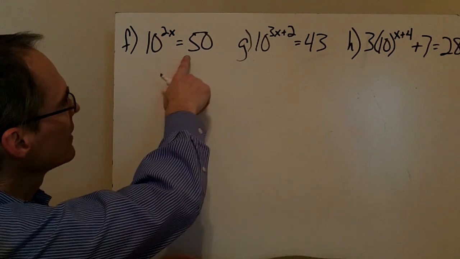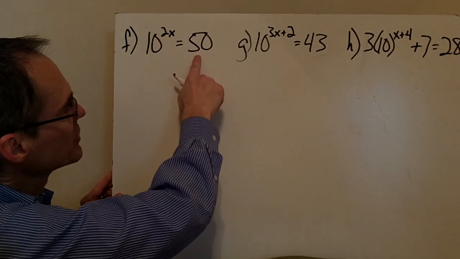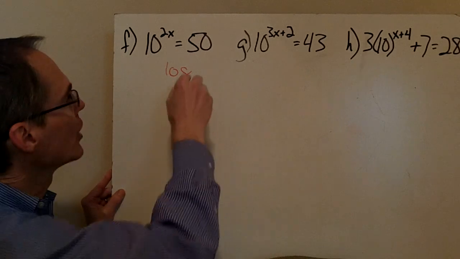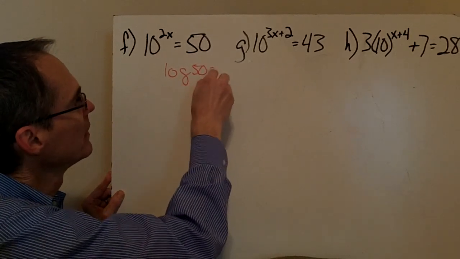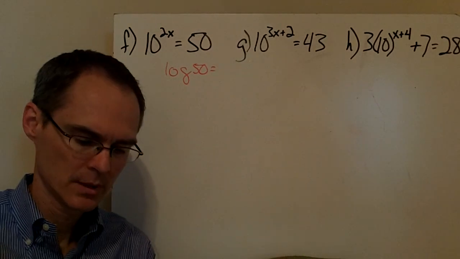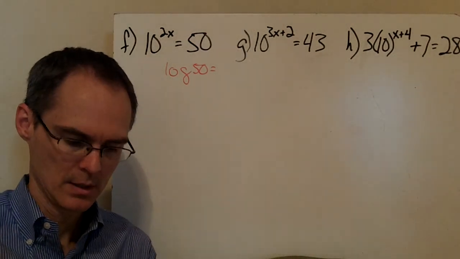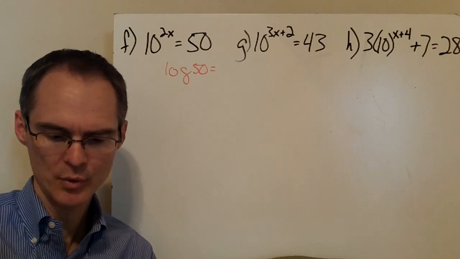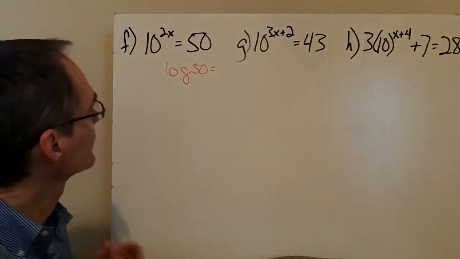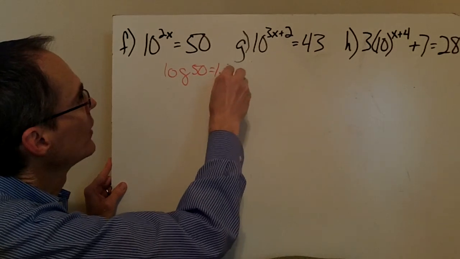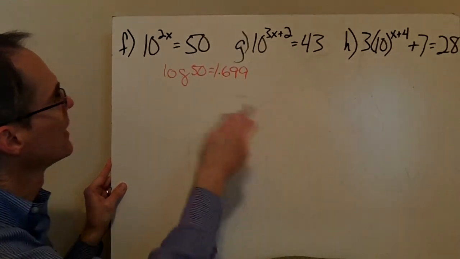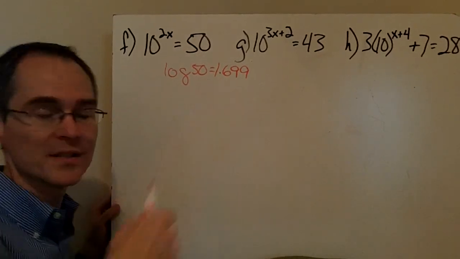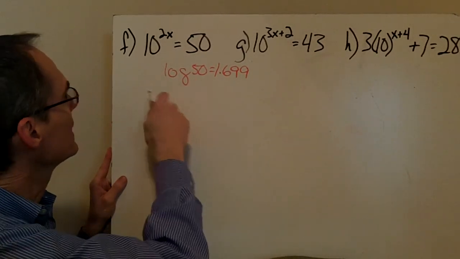So if I take this side of my equation here, which is 50, and calculate the log of 50, and punch it into my calculator, I see the log of 50 is 1.699 approximately. So log of 50 is 1.699, which means I can write 50 as 10 to the power of 1.699. That's what the log of 50 means.